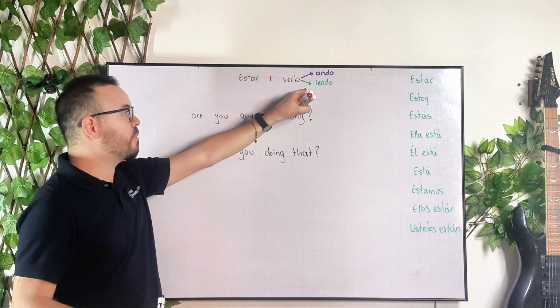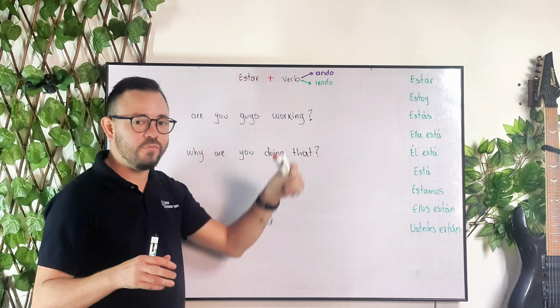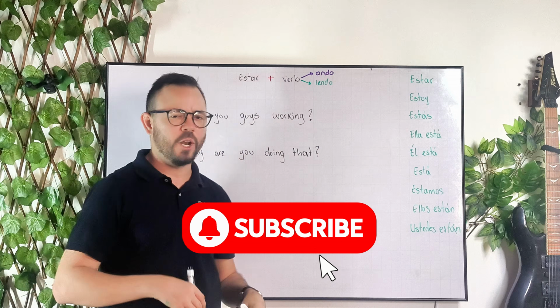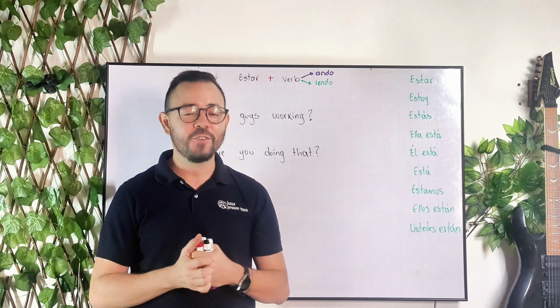And before finishing, we have a few irregular verbs with this ing form, okay? So if you want me to make another video about irregular verbs with the ing form, just let me know in the comments, right?